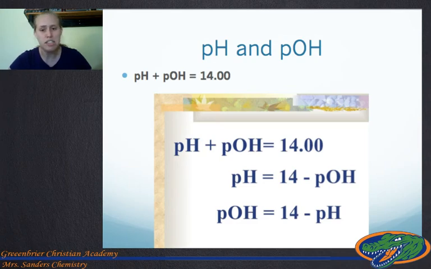When we do our calculations, it's important to remember that the pH plus the pOH is equal to 14, and it's always equal to 14. So they might give you a pH and then ask for the pOH value, and you'd have to subtract that value from 14 to find your pOH reading.